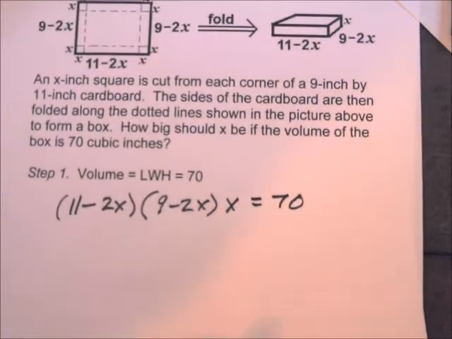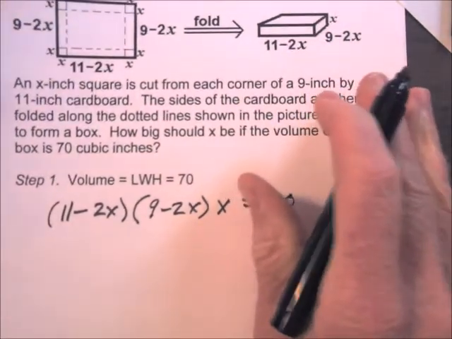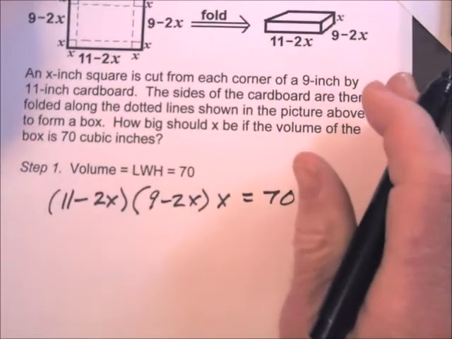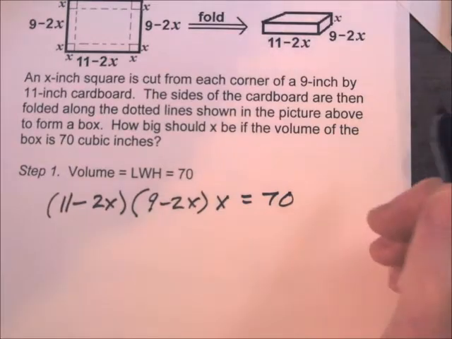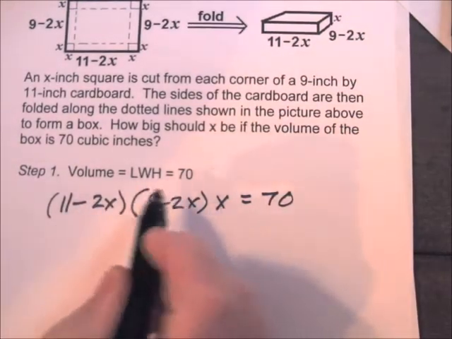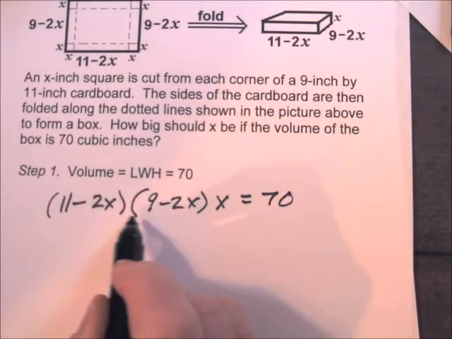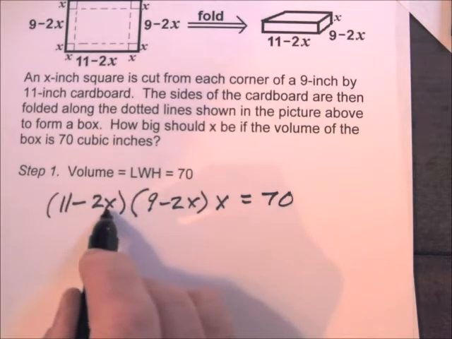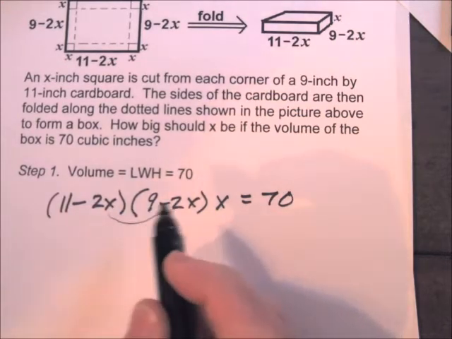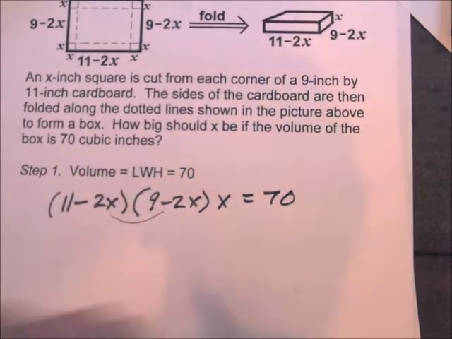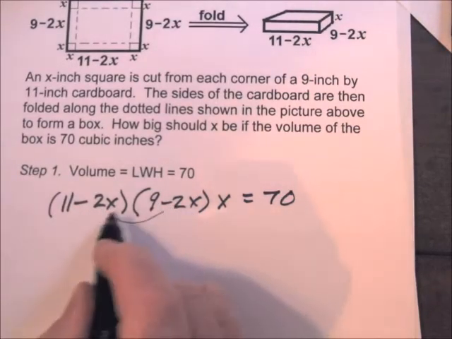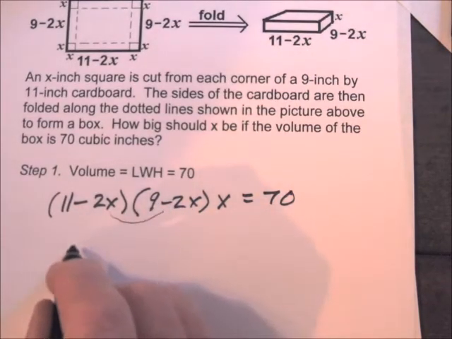So this is going to be a polynomial equation. We want to solve this for x. So let's distribute with the FOIL method here. Let's start with the last times last, because we usually start with the x's. Negative 2x times negative 2x, negative times negative is positive, is 4x squared.